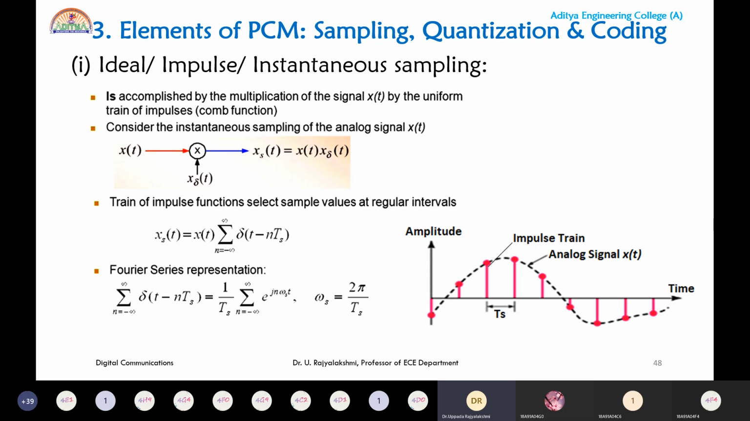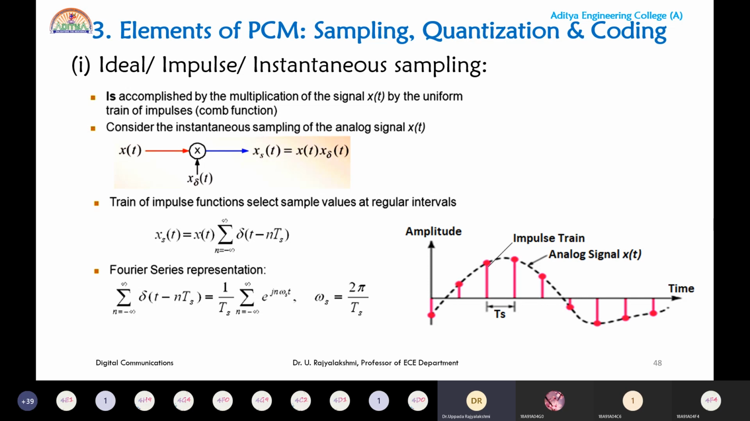Ideal sample signal, or impulse sample signal, or instantaneous sample signal. Why is it called impulse sampling? Because you are multiplying with a series of impulses. So where are these impulses located? At the sampling intervals. At the sampling intervals, the impulses are located.